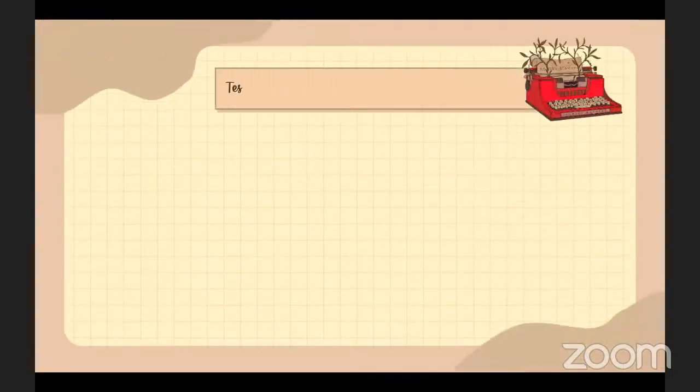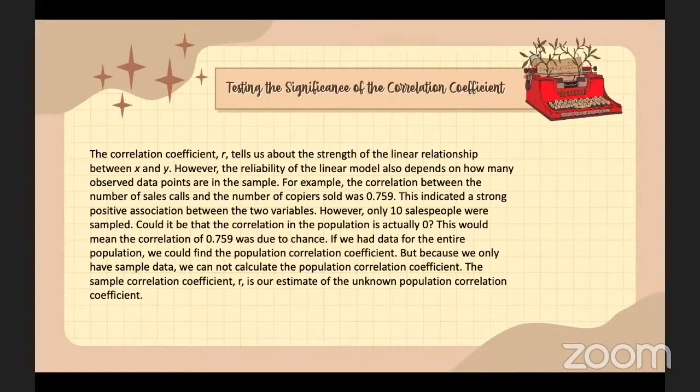That's it for correlation coefficient. Now we move on to the next topic, that is testing the significance of the correlation coefficient. The correlation coefficient r tells us about the strength of the linear relationship between x and y. However, the reliability of the linear model also depends on how many observed data points are in the sample.